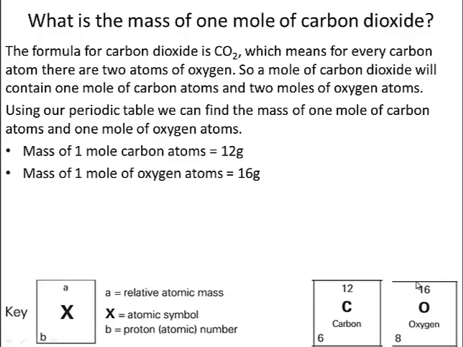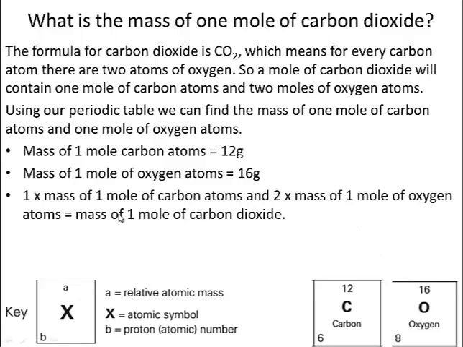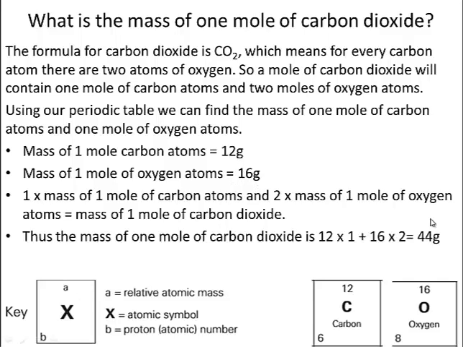We can write an equation for the total mass of 1 mole of carbon dioxide. 1 times the mass of 1 mole of carbon atoms plus 2 times the mass of 1 mole of oxygen atoms will give us the total mass of 1 mole of carbon dioxide molecules. Again, we can put these 2 values into our equation and work out that the total mass of 1 mole of carbon dioxide is equal to 12 times 1 plus 16 times 2, giving us a total of 44 grams per mole of carbon dioxide.